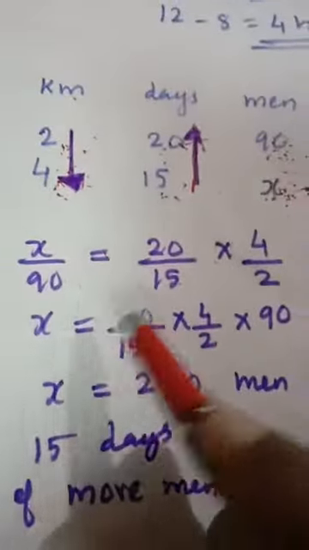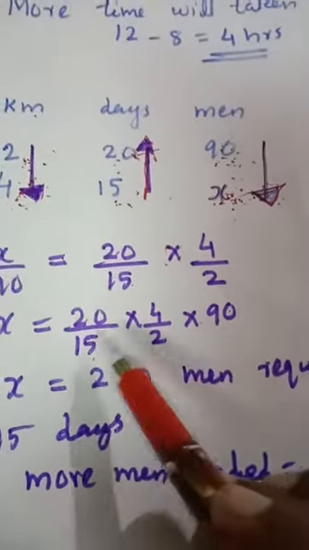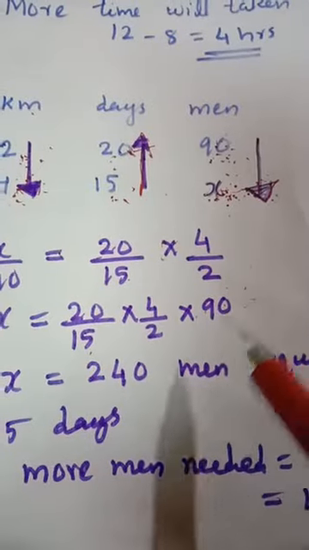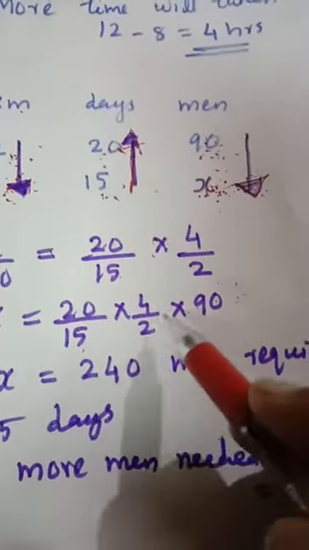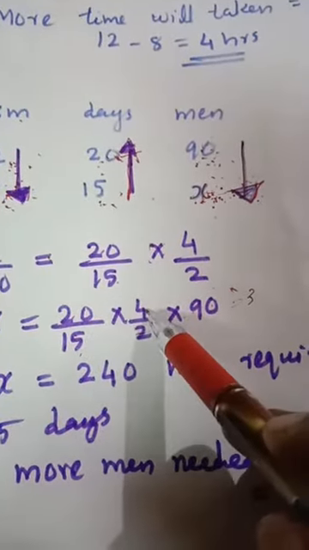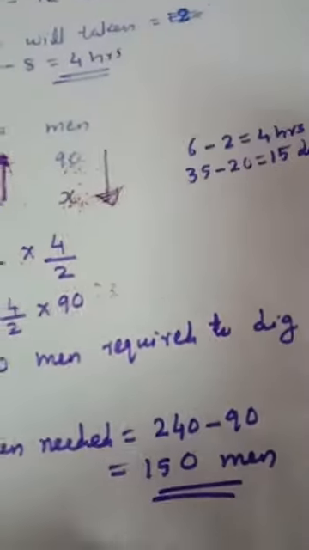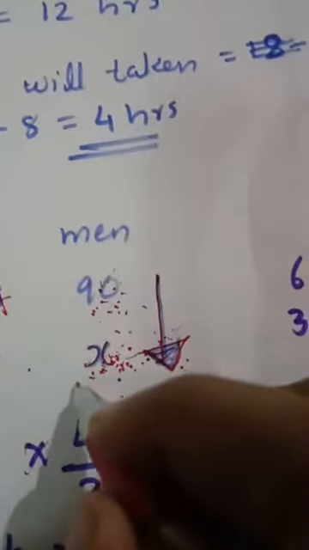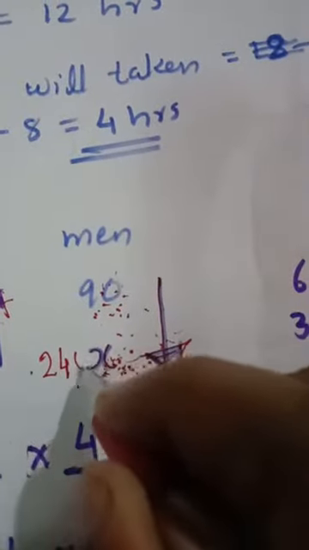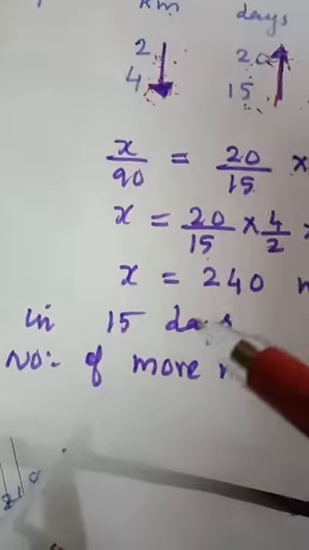Okay, now x is equal to 90 goes to the opposite side. 20 by 15 into 4 by 2 into 90. 15 and 90, 6 times. 6 times. Okay, 15 and 90, 6 times. And 1 2 is 2, 3 2s are 6. Clear? 20 into 4 is 80, 8 3s are 24. 240. X is equal to 240 men required to dig within 15 days. Here 240 men. Okay, 240 men required to dig a canal in 15 days.